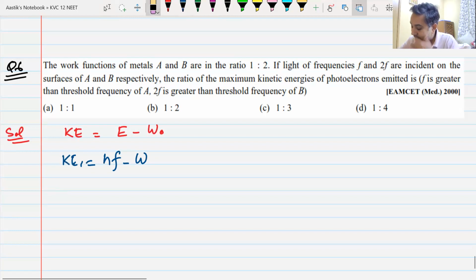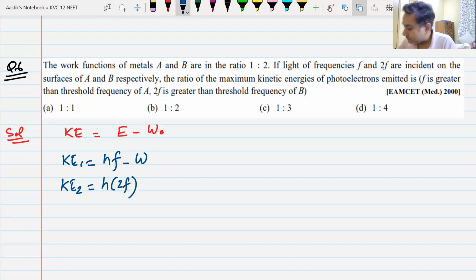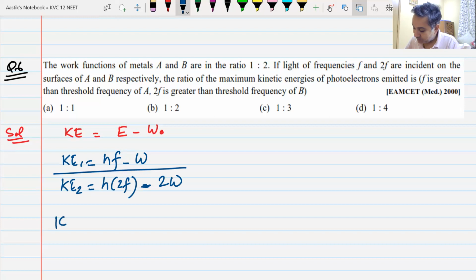Now let me find the kinetic energy of the second one. Energy of the second one is 2hf. Yes or no? Yes, sir. And the work function is in the ratio 1:2, so this will be 2W. You have to find the ratio, so KE1 by KE2 would be what? You can take 2 common. It is 1/2.